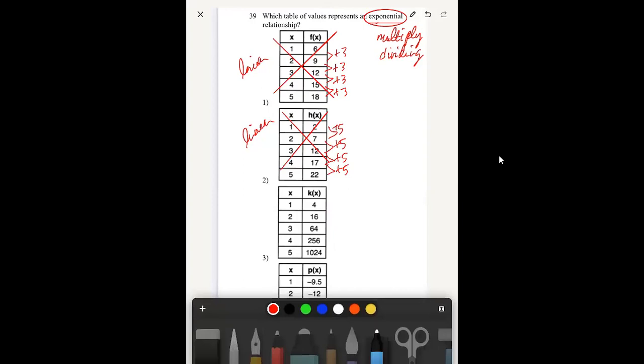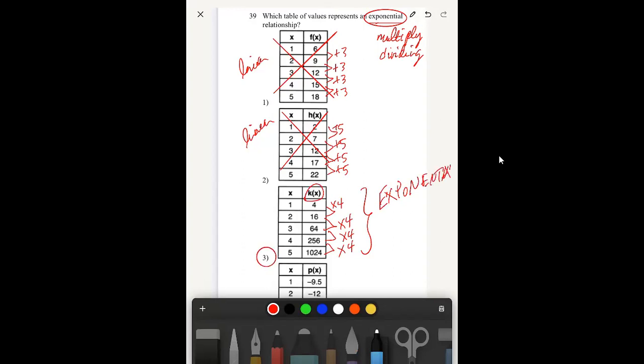The way that you determine if it's exponential, you divide. So 16 divided by 4 is 4. 64 divided by 16 is 4. Guess what? 256 divided by 64 is 4. And if you're not sure, use your calculator. And then 1024 divided by 256 is also 4. So this is going up by a factor of 4. You're multiplying by 4. This is the definition of exponential. So this is our answer. K of x, number 3, is exponential.